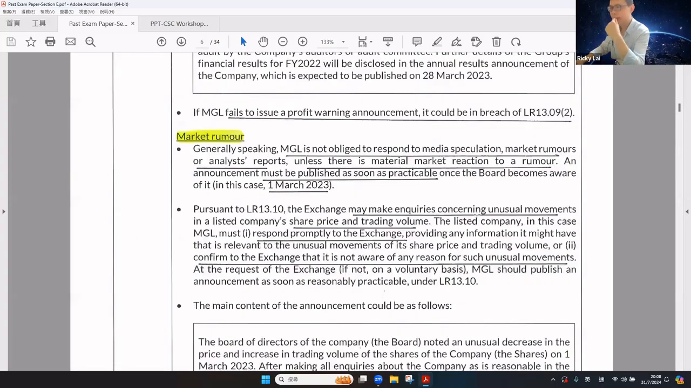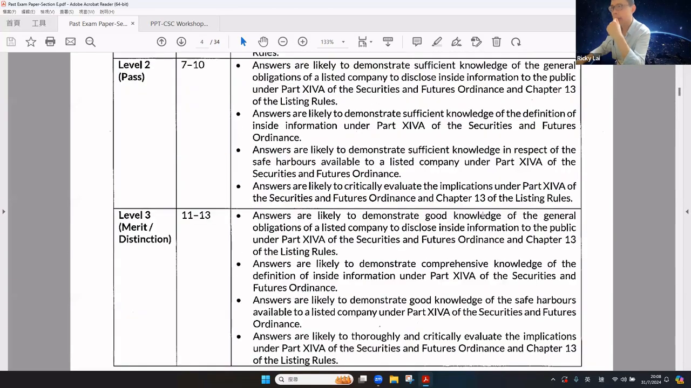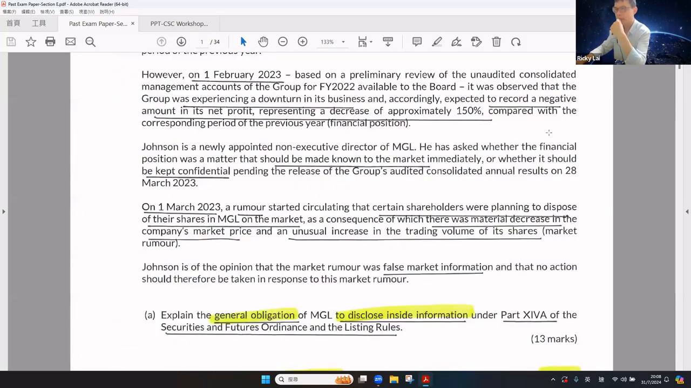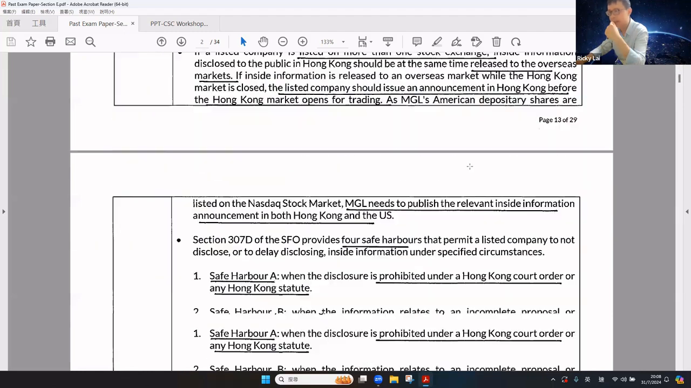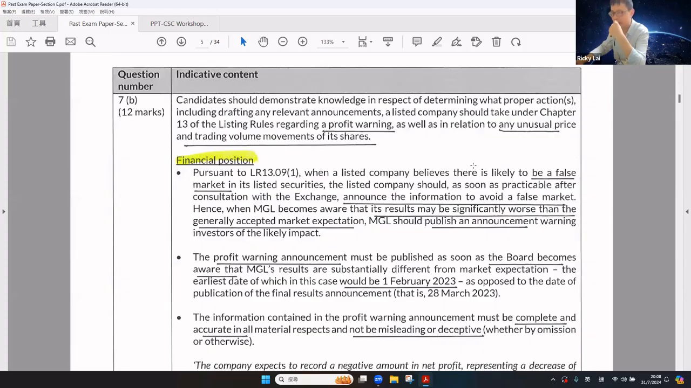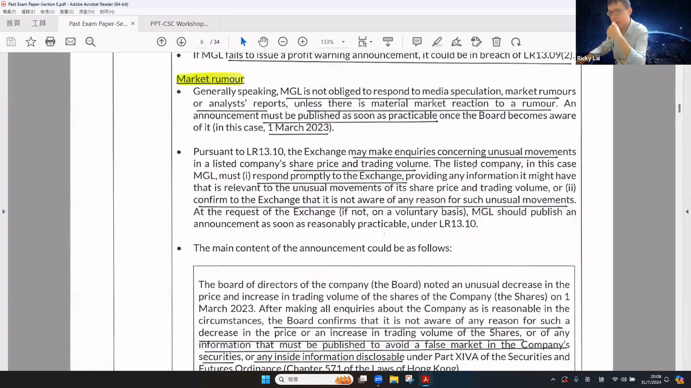Okay, so that's the reason why you should read the question carefully, and based on the question requirements, apply the scenario to your answer, and then provide some recommendations on the compliance of the listing rule as well as the SFO. So that for the first part is straightforward. It asks you about the general idea of the SFO, and the second part, please practically apply information disclosure on the issue of financial position, that is profit warning and profit alert, as well as how to deal with the market rumor.